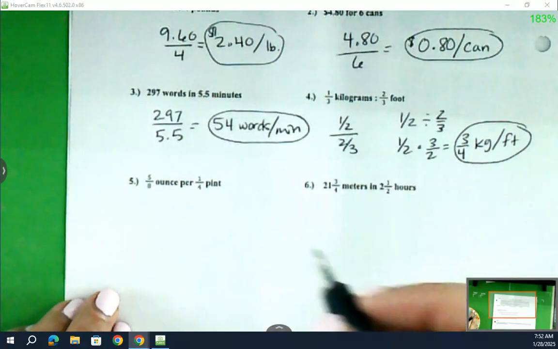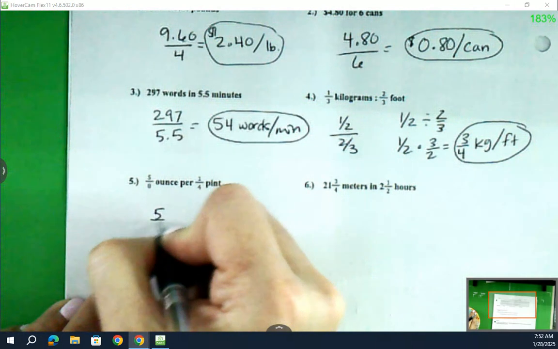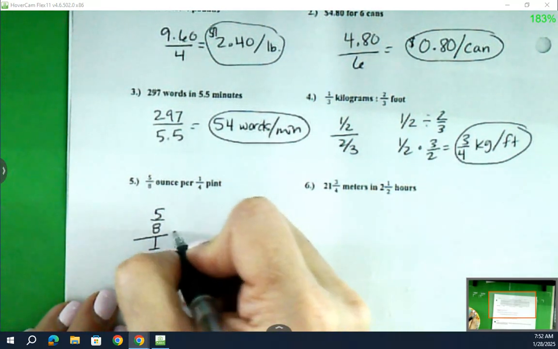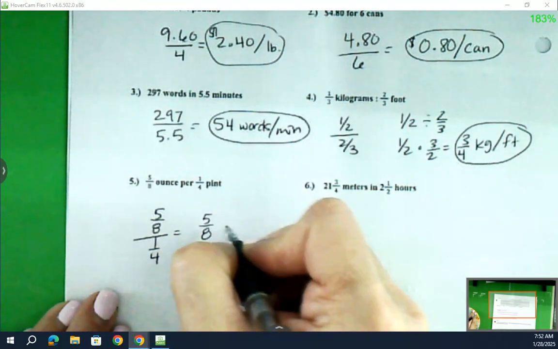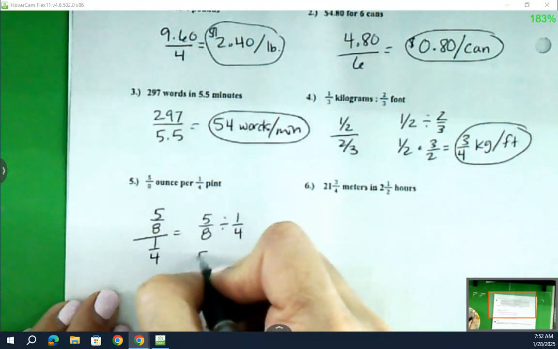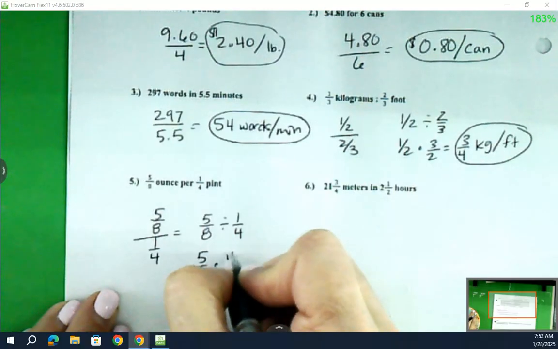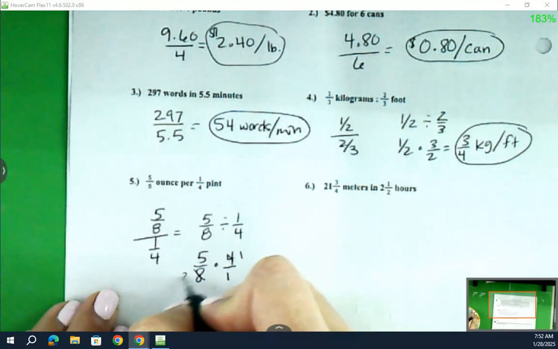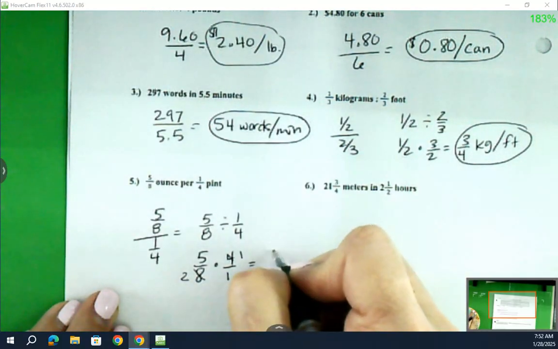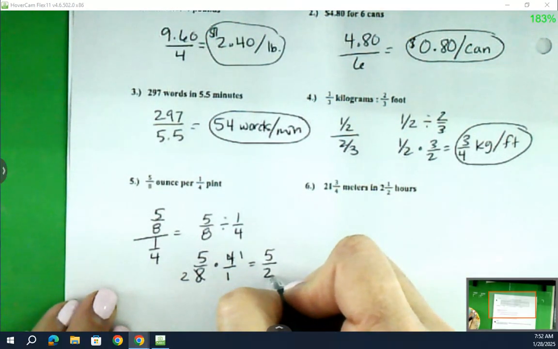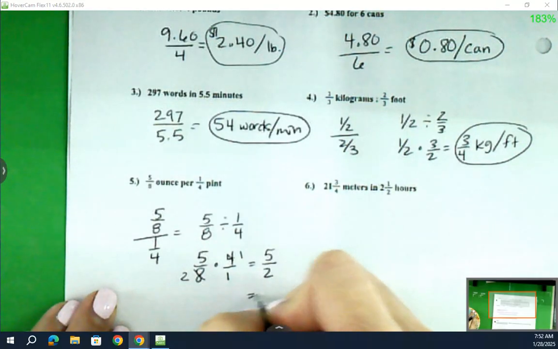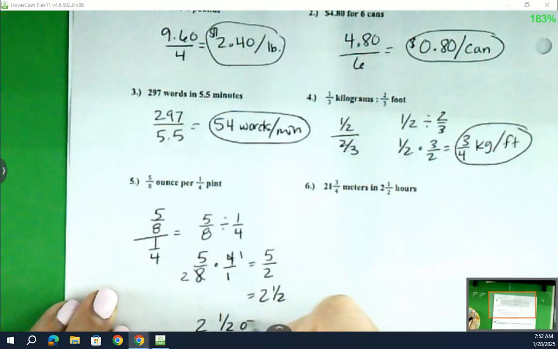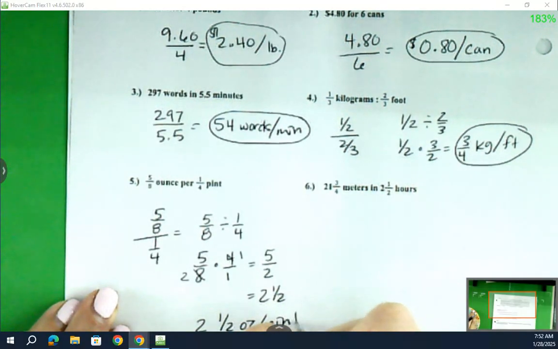Number 5, we have 5/8 ounces per 1/4 pint. So that works out to be 5/8 divided by 1/4 is 5/8 times 4/1. We can cross cancel here. 4 goes into 4 once, it goes into 8 2 times. Multiplying across, we get 5/2. 5/2 is 2.5, so we could say 2.5 ounces per pint.